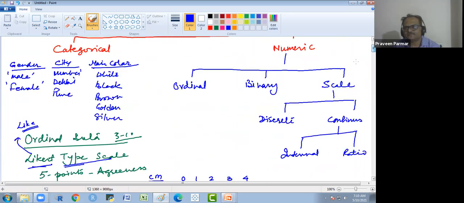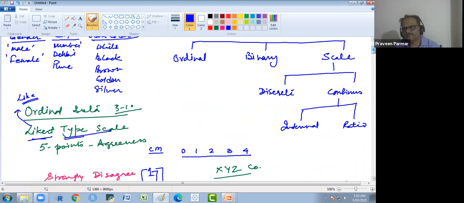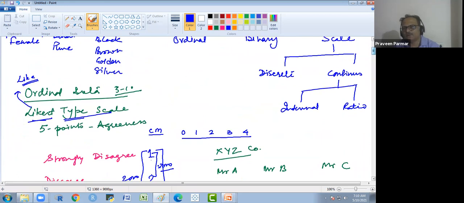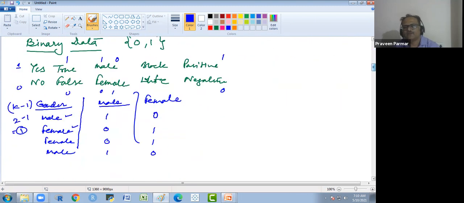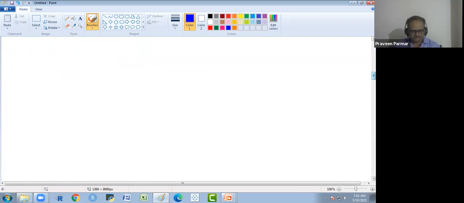Now, scale data. For scale data, first I will explain to you about discrete and continuous, and interval and ratio. These are mixed. So first I explain discrete and continuous. What is discrete data? What is continuous data? It depends on the unique values.